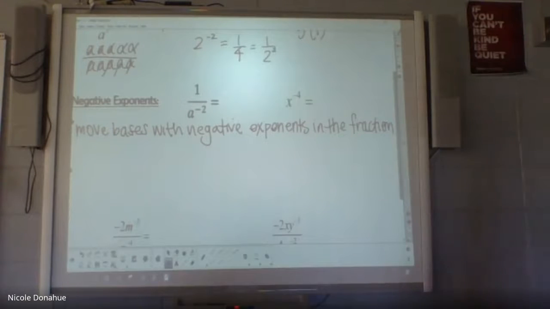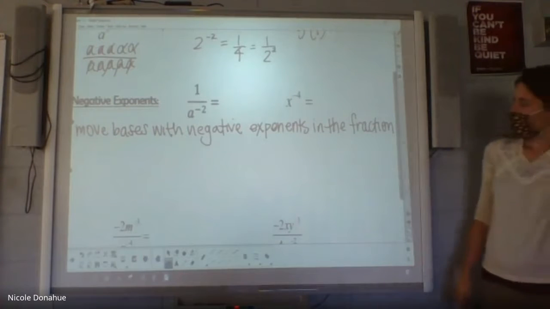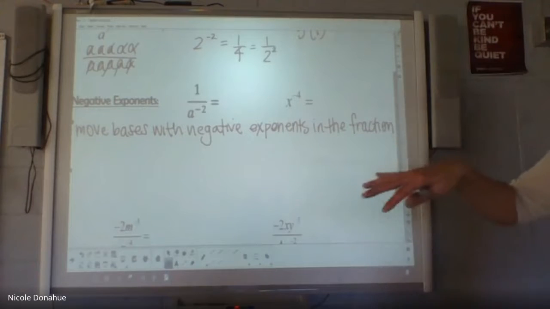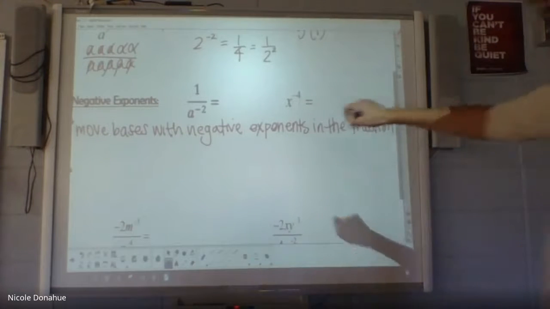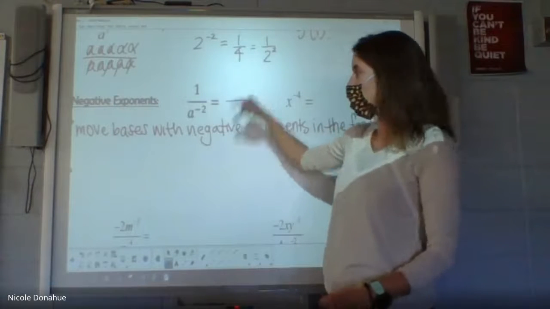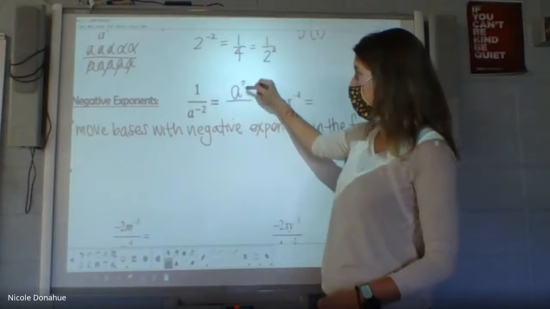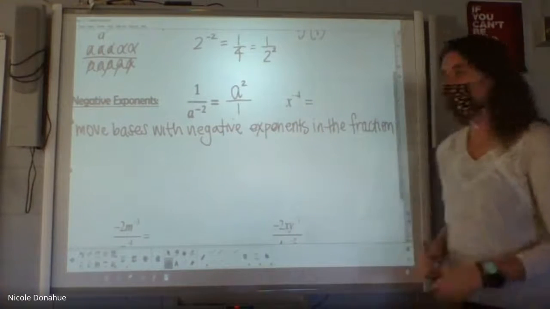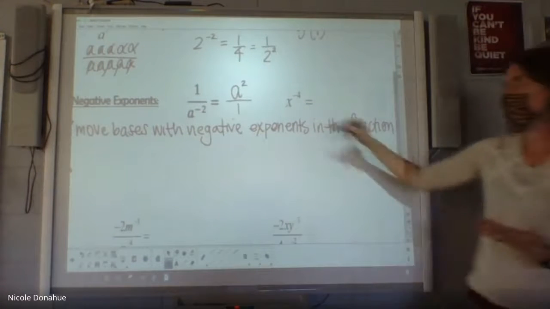So now do you agree it equals a quarter? All right, so we're going to move bases with negative exponents in the fraction. This one, a to the negative 2, is currently on the bottom. So we're going to move it to the top and it becomes a squared. If you want to put it over 1, you can, or it can just be a squared.